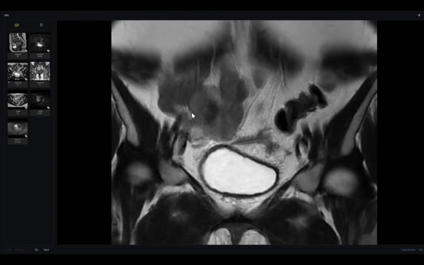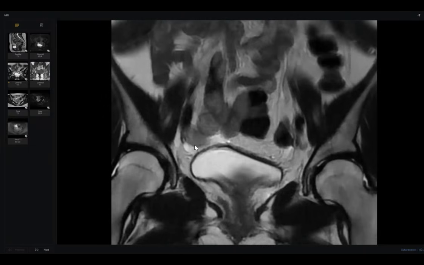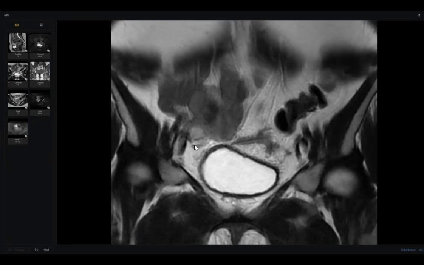I would like to see the other images, like if any STIR images or diffusion weighted images are available. Do you want to revise any old studies? Yes, probably I would like to have a look at the sagittal reformatted images again.